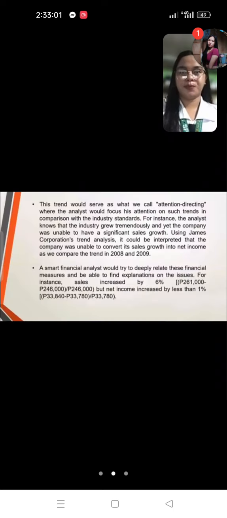So, ano nga ba yung trend analysis? So, sabi dito, trend analysis serves as what we call attention directing. Kasi nga, di ba, pag nawala sa trend or there is something wrong, kailangan mo bigyan ng attention to find out what happened. For example, masyadong mataas yung increase o kaya masyadong lumiit naman. Kasi you can see the percentage ng itinaas or binaba. Kaya ang tawag sa kanya is attention directing. Kasi nagfo-focus ng attention dun sa mga trends in comparison with the industry standard. Okay?